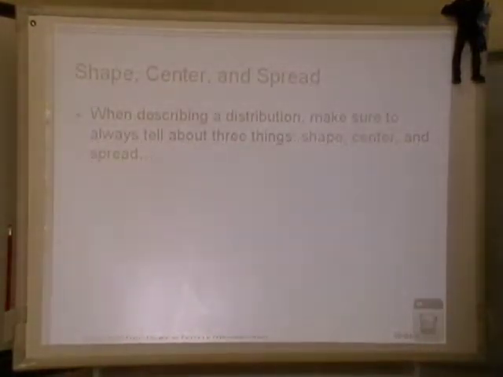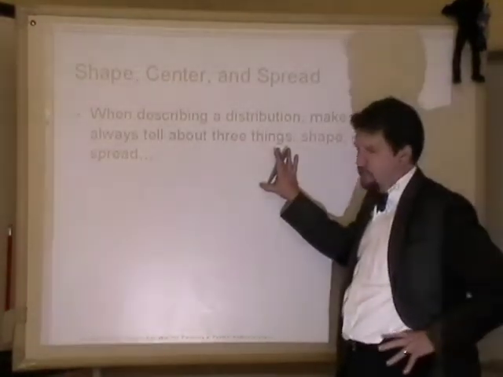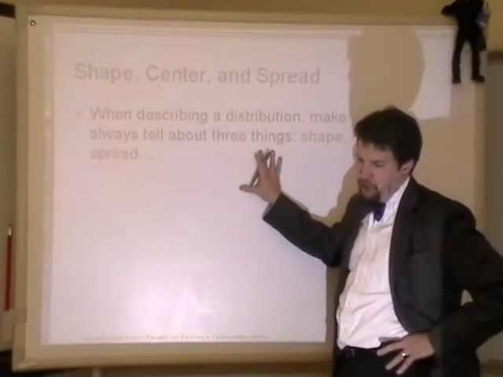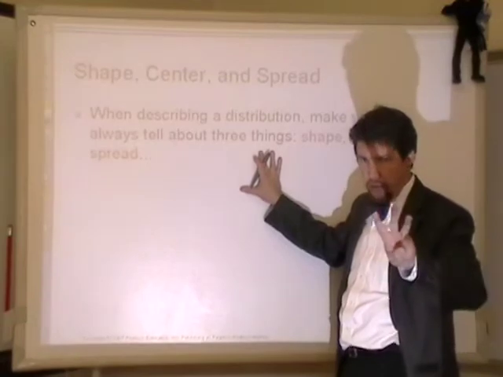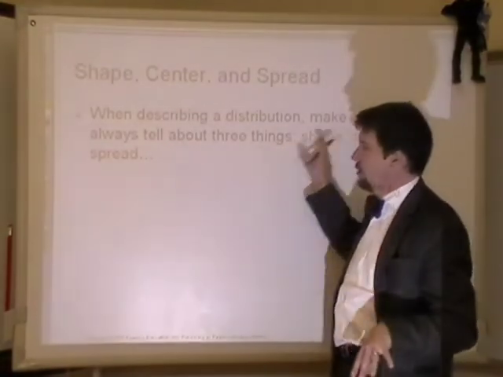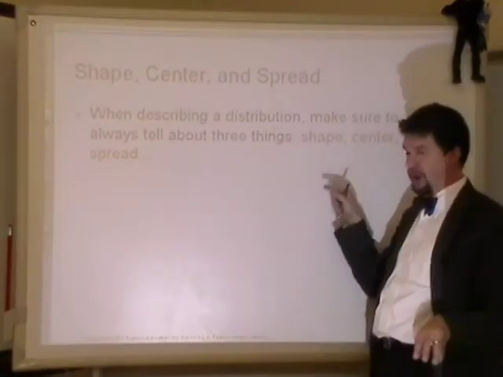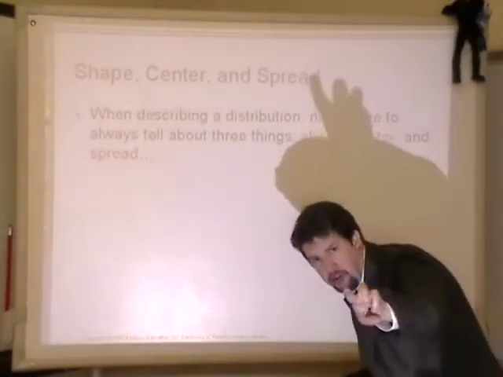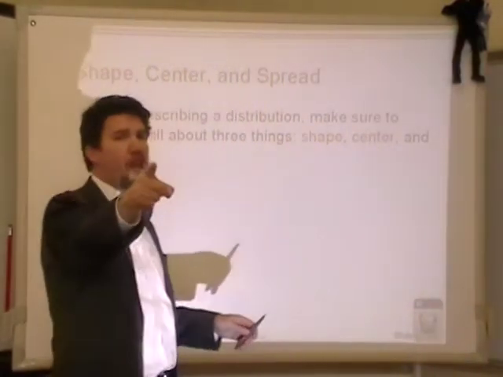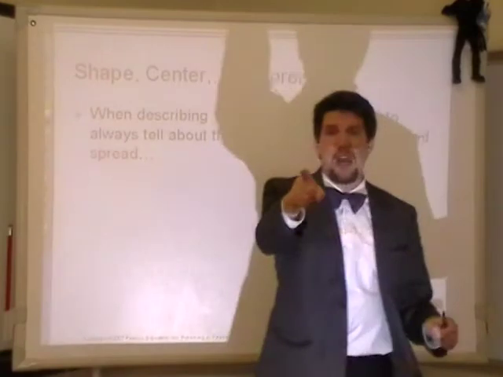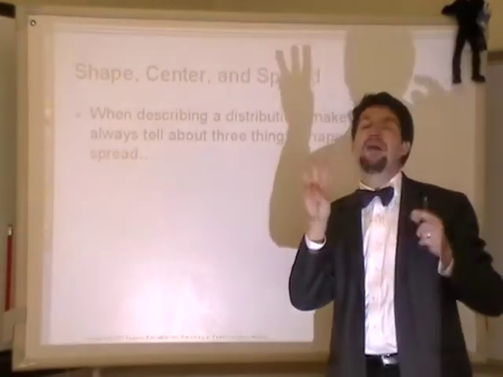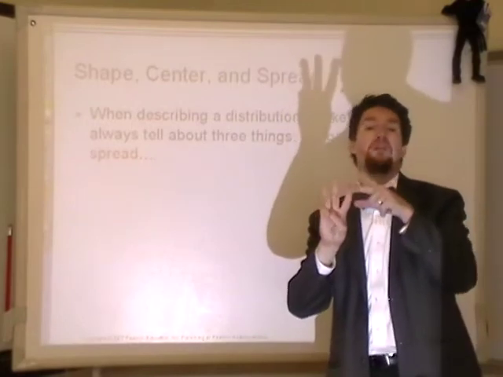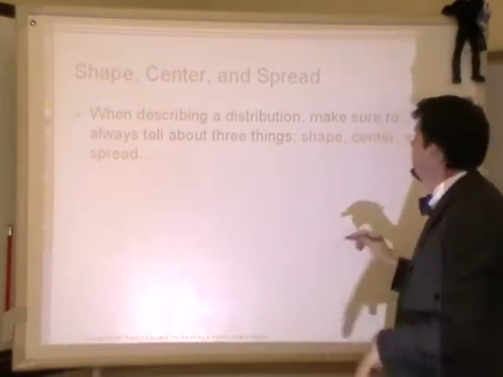All right. When we describe a distribution, and you're going to look at a graph, a histogram, and you're going to be asked to describe that distribution, you're going to have to talk about 3 things: shape, center, and spread. Or, if you're looking left to right, shape, center, and spread. Don't forget them. You need to talk about them.